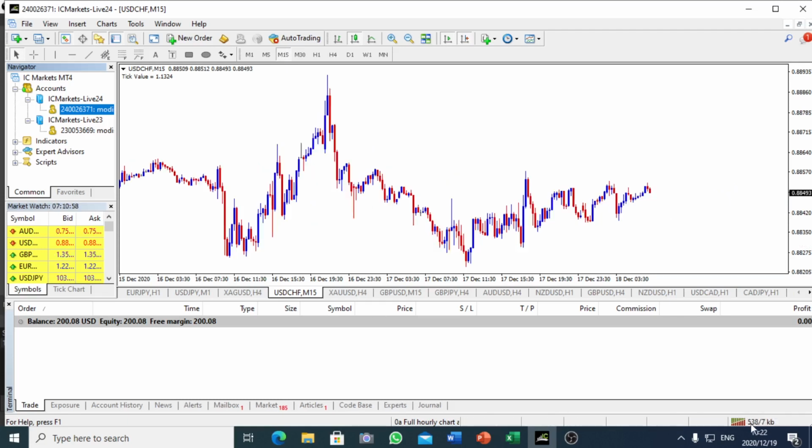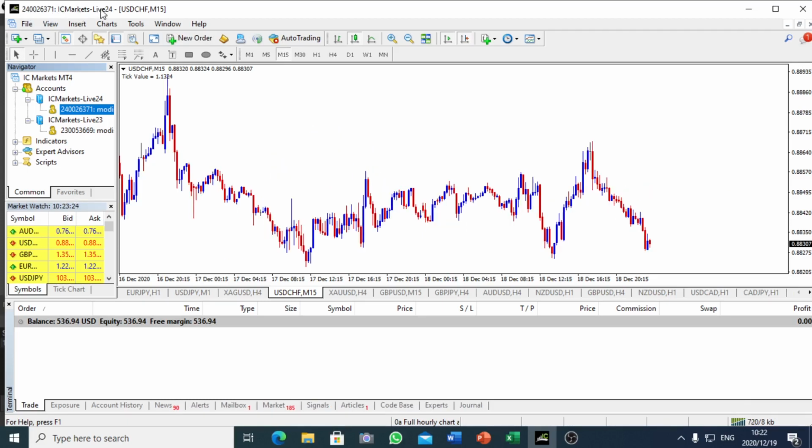There we go. We have just logged into trading account. Account number is different. IC Markets Live 24. Remember the previous one was Live 23, the server, and the currency pair that we opened here. What else? Okay, I said you can also access your, as you can see, Live 23. Here it is, the account that was previously logged in.